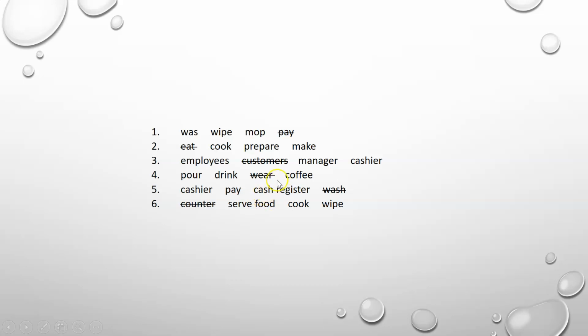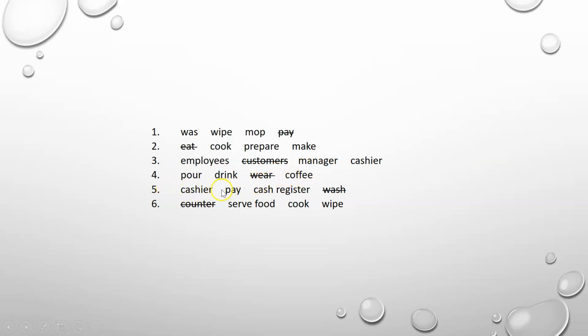Okay. You can also consider this group as a group of verbs. If you do that, then probably you should cross out the word coffee because it's a noun. It's not a verb. Pour is a verb action, drink is a verb action, wear is a verb action, and coffee is a noun, it's not action. So if you look at this a little bit differently, you might consider this as a group of verbs as well. So I crossed out wear, but I think you can justify crossing out coffee as well.